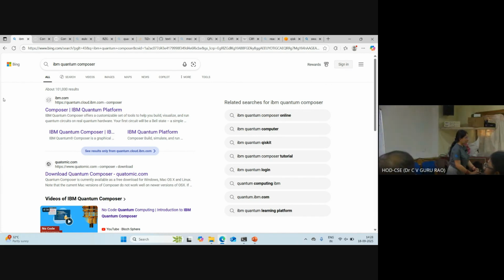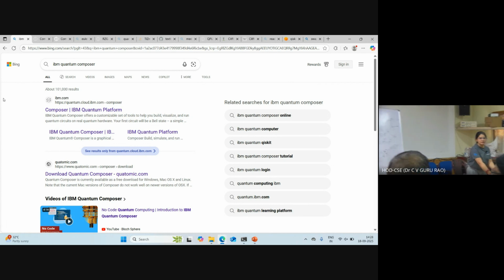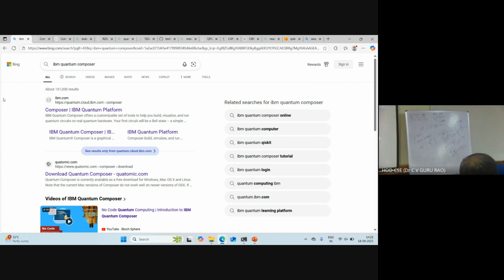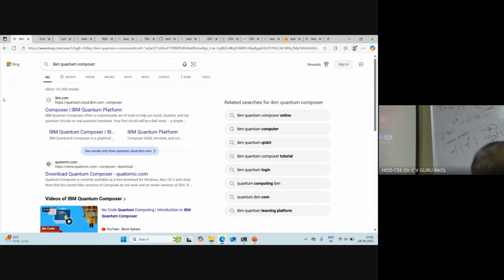Okay. So for the composer, if you just go on Google and search for it, IBM Quantum Composer, you will find that link, Composer IBM Quantum Platform. You have to log in on that. Any email ID can work for that, your institute ID, anything. You can register with that email ID. It will not ask you anything.